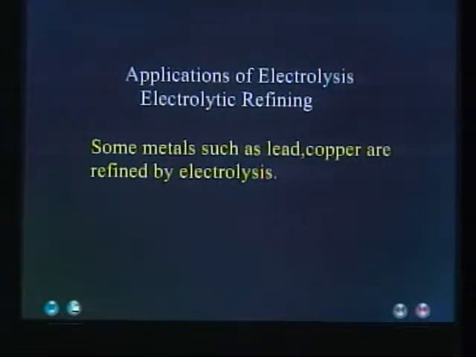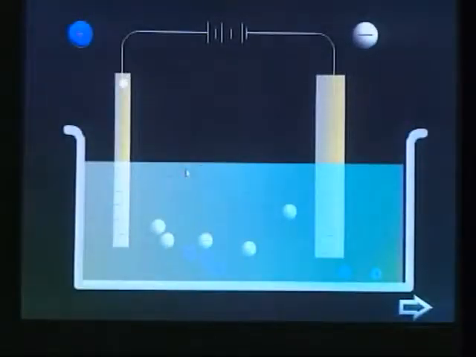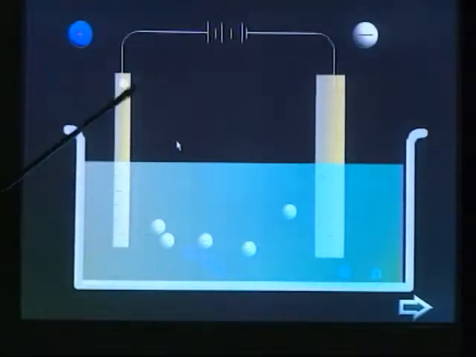The second application of electrolysis is electrolytic refining. Many metals such as lead, copper, aluminum, etc. are refined by electrolysis. In electrolytic refining, always the impure metal which is to be purified is taken as anode and some pure metal is taken as cathode. These two electrodes are immersed in a solution in which the metal ion is present. The two electrodes are connected to a high voltage battery.